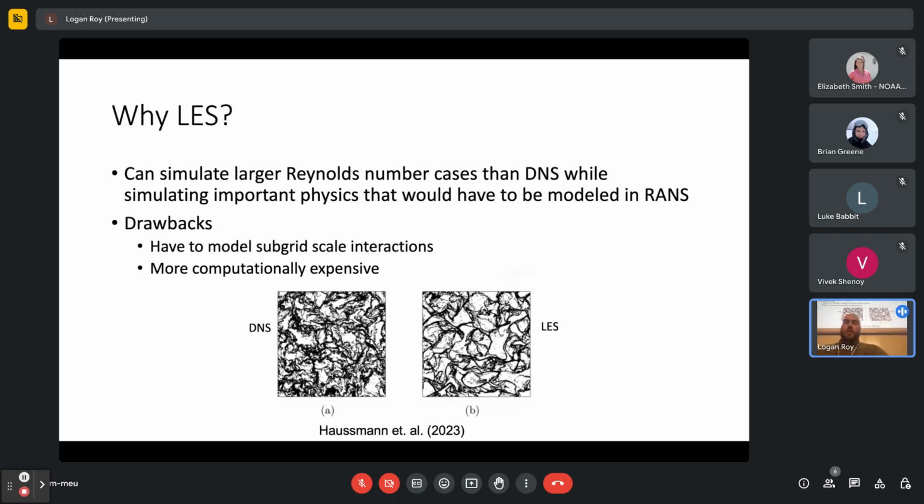You can see at the bottom here the comparison between DNS and LES for these particle-laden flows. It's obviously not a perfect match, but it captures some important features, like the existence of filaments and voids. There are regions with more filaments versus more voids. So it captures some important features that do significantly contribute to the physics of the situation.